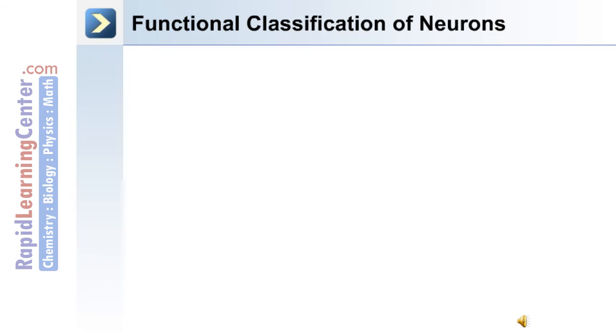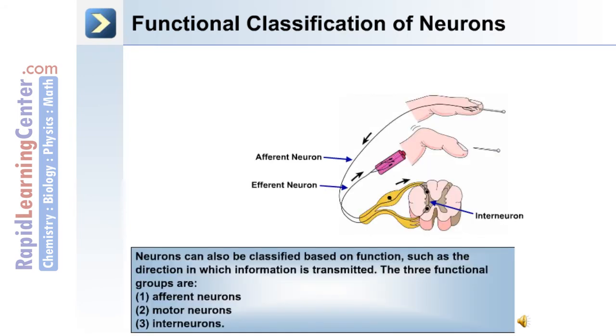Neurons can also be classified based on their function. This classification includes afferent neurons, motor neurons, and interneurons. They are depicted in this image. Afferent neurons receive information and deliver it to the central nervous system. Interneurons transmit that through the central nervous system and to other efferent neurons, which carry the motor impulses out to the target.